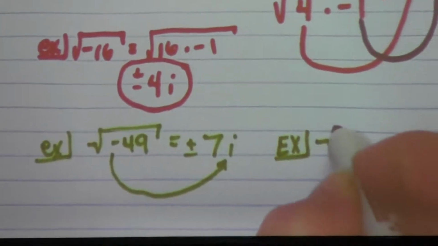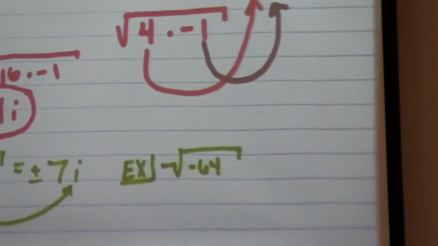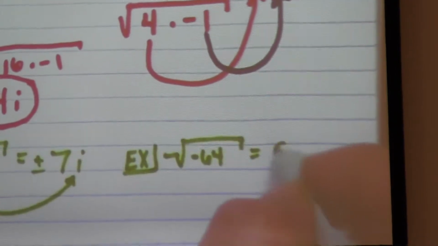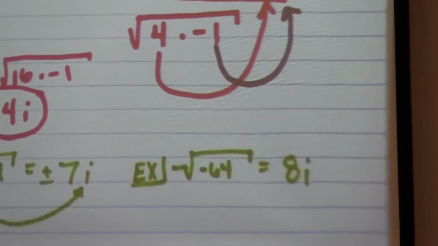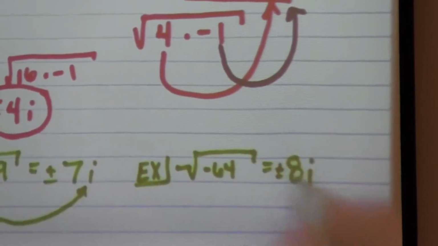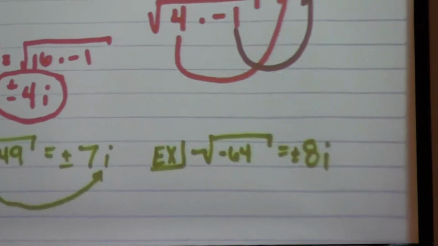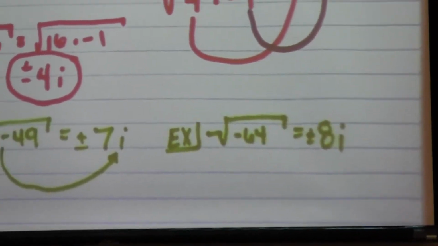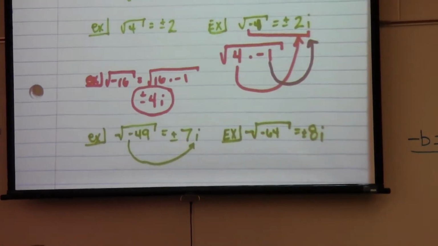What would then be the square root of negative 64? 8i. The square root of 64 is 8. The i makes it negative. And I would want to throw that plus and minus out there because I'm trying to be really smart about it. How are we doing with that part? Okay? That's not so bad.